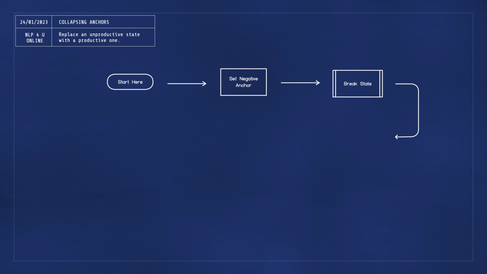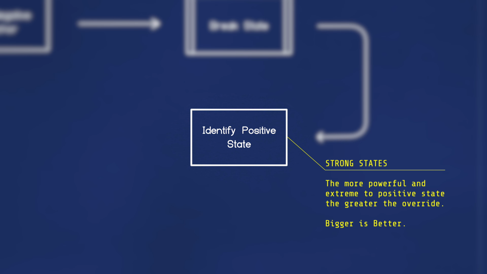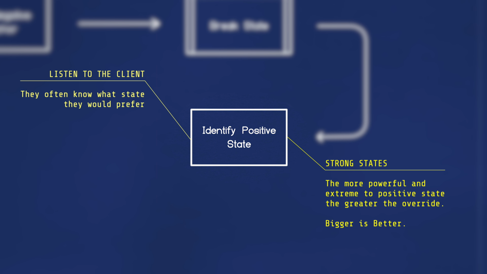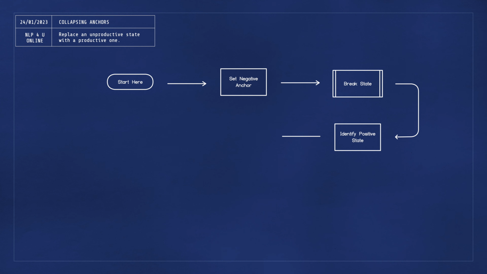Step 3. Access a resourceful state. What would be a better state to be in than the negative emotional state? Would curiosity be a good alternative to anxiety? What about excitement instead of fear? The client will be able to tell you what they would like to feel instead of the negative state, and once you have it, you'll need to get the client to access the state so that in step 4 you can anchor the state.